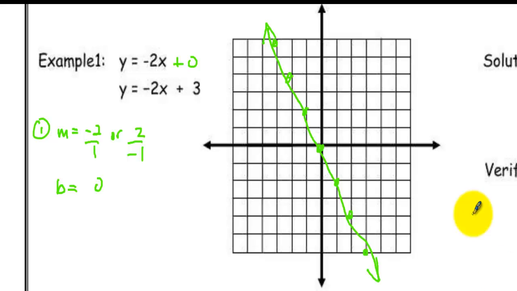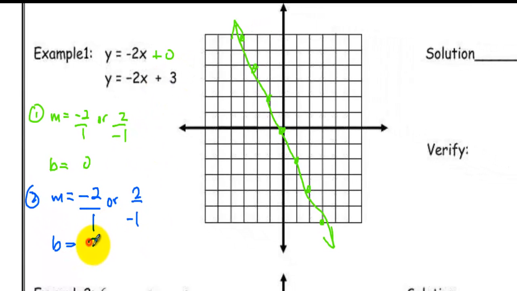Okay, for the second line, the slope is -2 over 1, or we can say 2 over -1, and the y-intercept is equal to 3. So starting at the y-intercept 3, the slope is -2 over 1, so I'll go down 2, right 1, repeating. Or with 2 over -1, we can go up 2, left 1. So connecting these points, I will have this line.